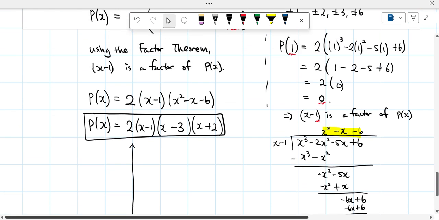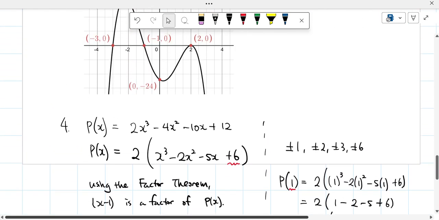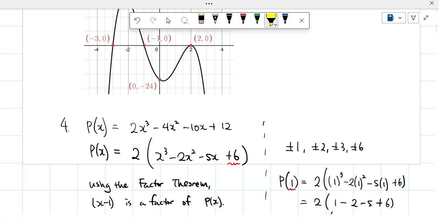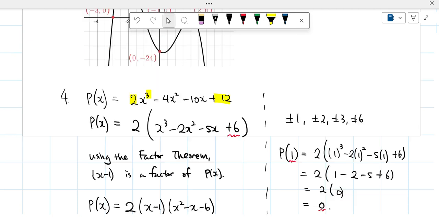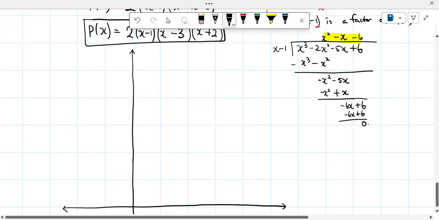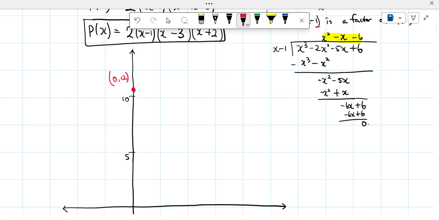So, first of all, let's start with the given information. The p of x is given as a cubic function where the a value is positive and the constant term is 12. So what does the constant term tell you? It tells you the y-intercept. So I know the first thing, that the y-intercept is 12. It's quite tricky here. Let's put 5 here and 10 here, and that's about 12 right here. That's basically the only thing I know from the original p of x.